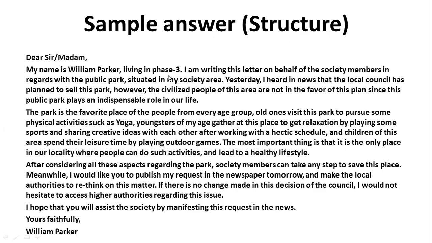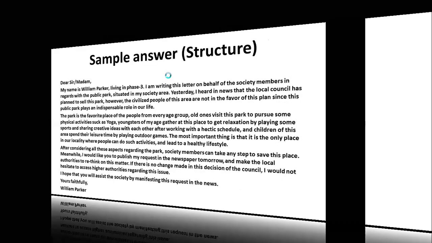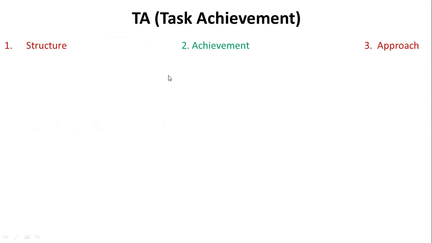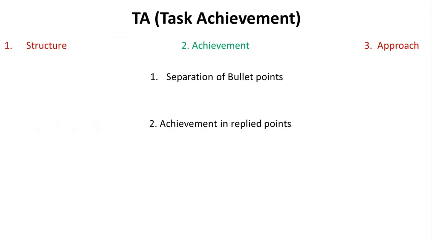But what about achievement and approach? There are two other sections in task achievement and approach. So let's go to the next thing, achievement of the task. Your achievement is 9 out of 9 if you have just answered the bullet points separately. In achievement, the first thing is the separation of bullet points. And the second thing is achievement in replied points. What does this mean?